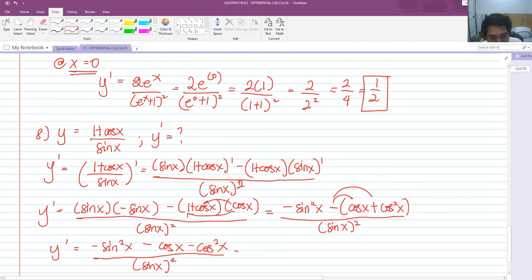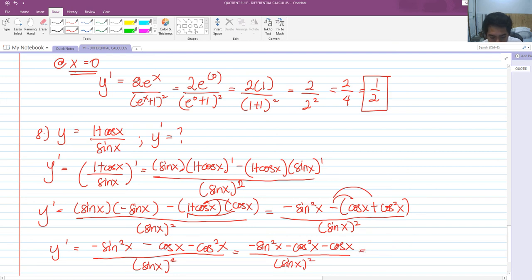Okay? So if I'm going to rewrite this, this would be sine squared of x minus cosine squared of x minus cosine of x. I just commutatively rewrote the numerator as that. So we have sine of x squared.